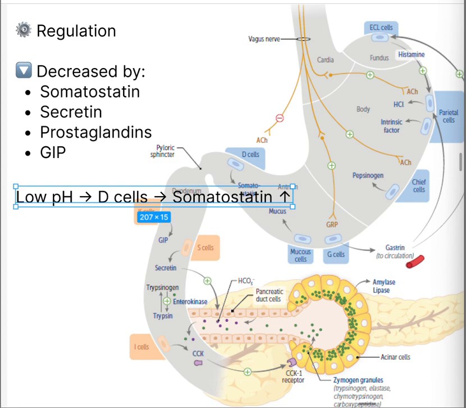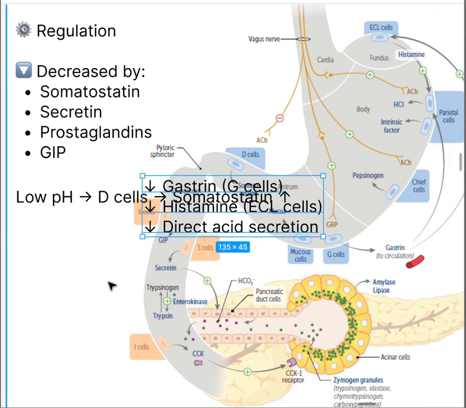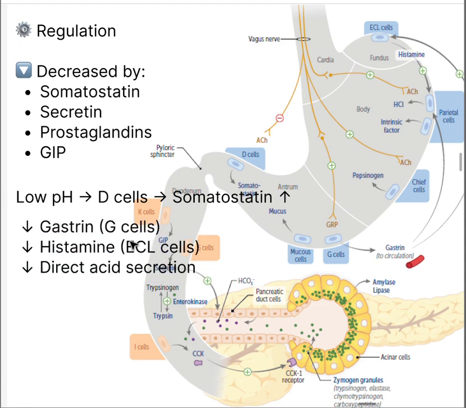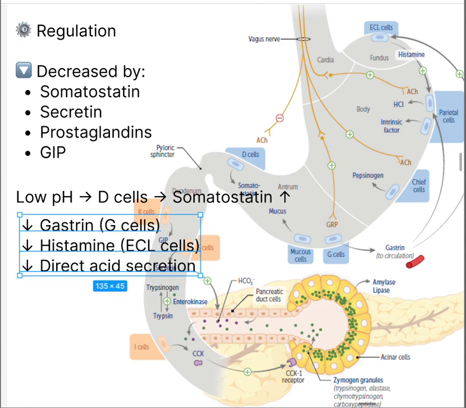This also works through triple inhibition. The somatostatin works on the gastrin cells, the G cells, and decreases them. So there's decreased gastrin. It also decreases the histamine from the enterochromaffin cells, and it also decreases direct acid secretion. So the somatostatin applies a brake on the gastrin. It works on the histamine, puts a brake on that, and it also puts a brake on direct acid secretion.